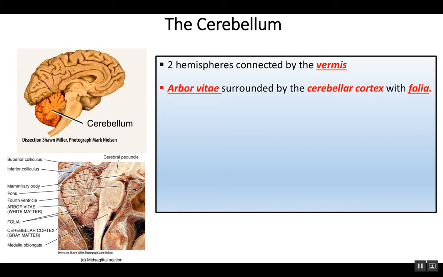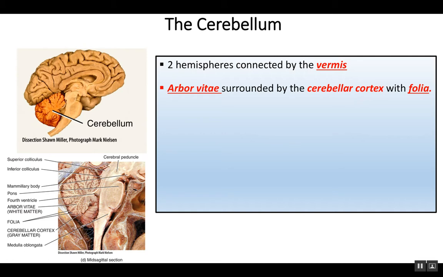If you look at the interior of the cerebellum, there's definitely a distinction between tissues. There's an internal white matter known as the arbor vitae. And then it is surrounded by a gray matter layer known as the cerebellar cortex. The word cortex is used a lot in anatomy in reference to an outer layer of an organ.